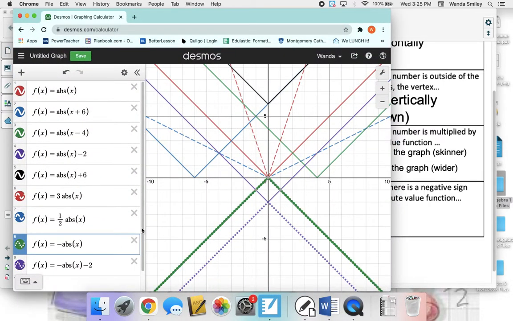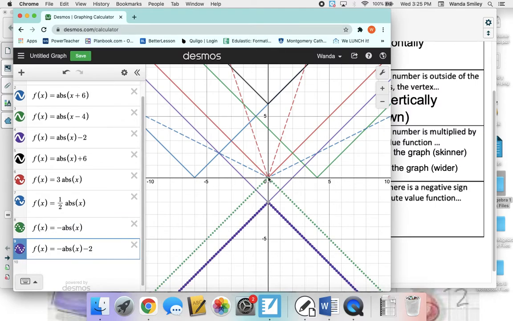Now the one we didn't do in first period that we did in second period was when there's a negative in front of it. So the -1, remember it's understood -1 in front of it. If you notice, it flips it over the x-axis, so it reflects it across the x-axis. And this one not only reflected across the x-axis, but it moved it down too. And we've already talked about the number on the outside being what moves it vertically.